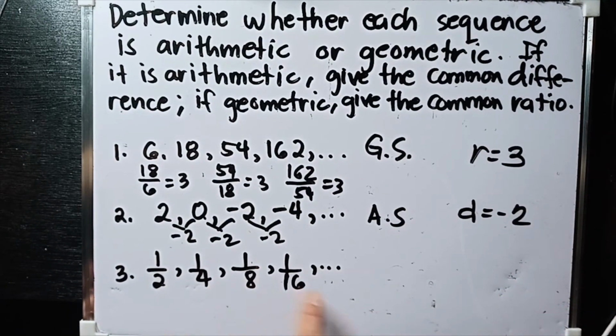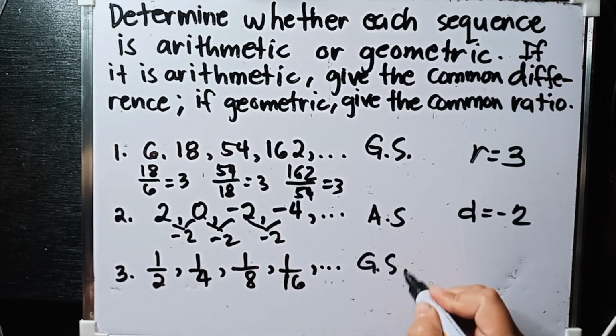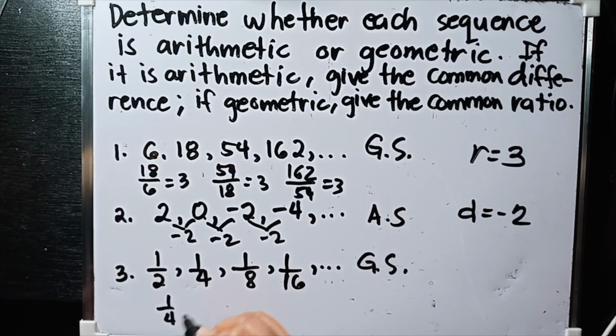How about for the third example? So, this one will definitely fall into geometric sequence. Why? If we are going to divide 1/4 by 1/2, it means we're going to get the reciprocal of 1/2, which is 2 over 1. So, we have 2/4 or 1/2.